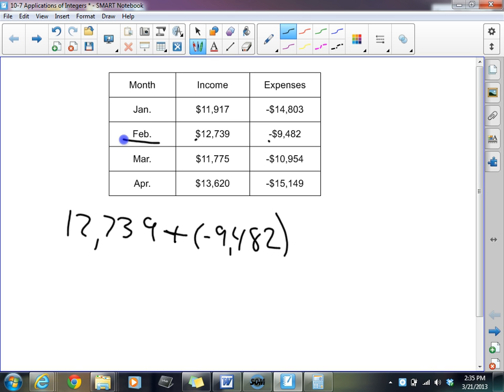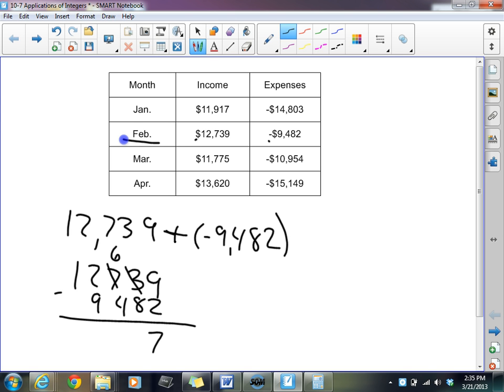So you would simply just subtract 12,739 minus 9,482. And when you subtract, you're going to get the answer. It's 7, that's going to be 5, that's going to be 2, and that's going to be 3. So your answer is a positive number, fortunately. So for February, this flower shop gained $3,257. Okay, so that was the income over expenses. So you see how this applies here directly.